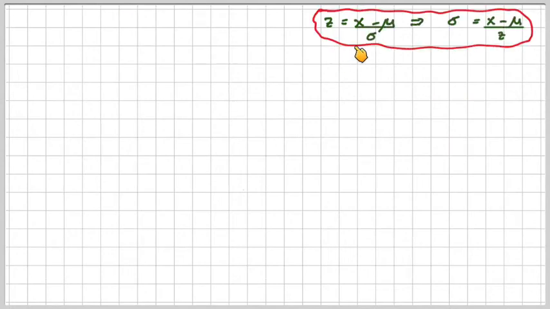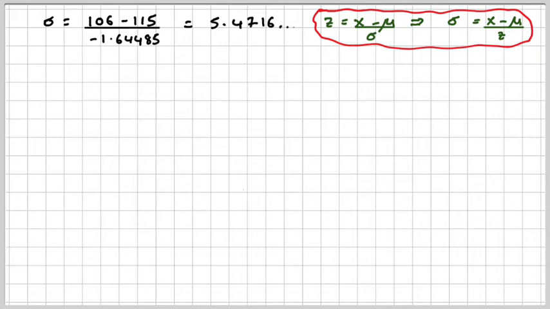The connection between x and z is z equals x minus the mean over the standard deviation. Therefore, sigma will be x minus the mean over z. So we'll need to do 106 minus 115 over the value that we just calculated on the calculator. And that will give 5.47.